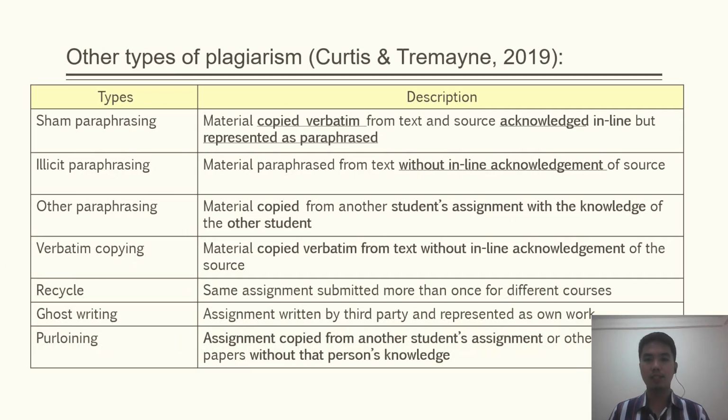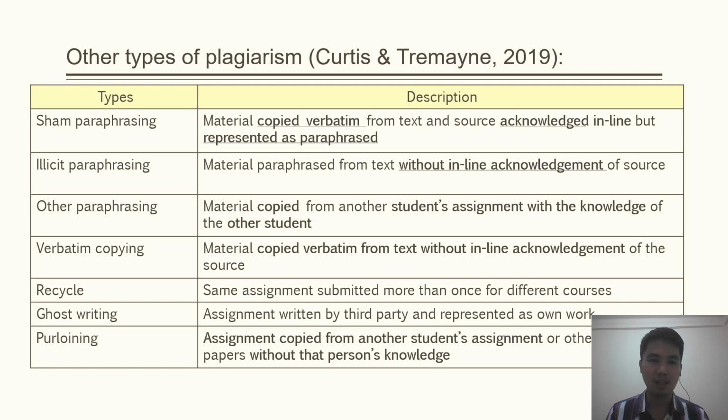In the study of Curtis and Tremaine in 2019, these are the other types of plagiarism. We have sham paraphrasing. Sham paraphrasing is when material is copied verbatim from a text and the source is acknowledged in line but represented as a paraphrase. You copied the verbatim or exact sentence from a source, then you acknowledged it with an in-text citation, and you presented it as a paraphrased statement, when in fact it is copy-paste. You just added the in-text citation. That is sham paraphrasing.